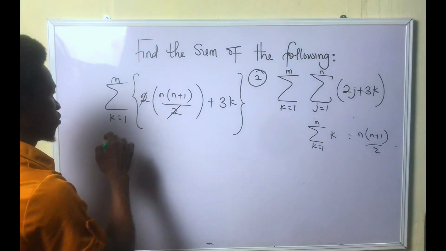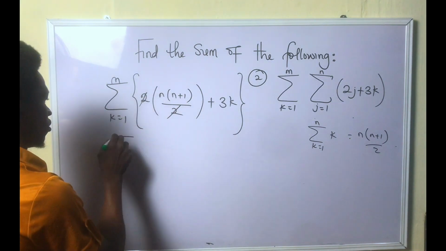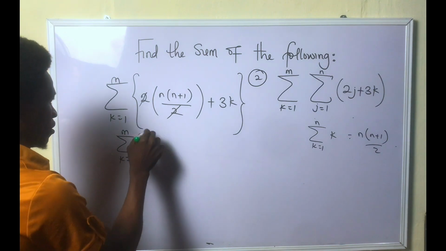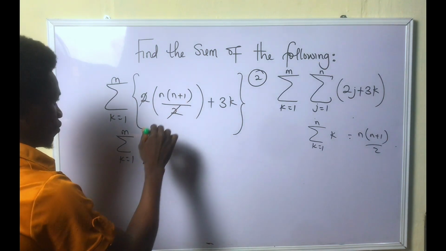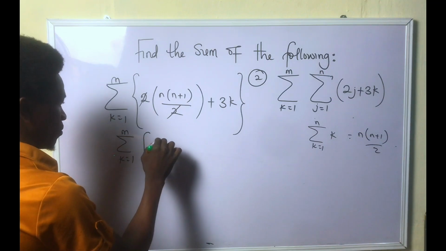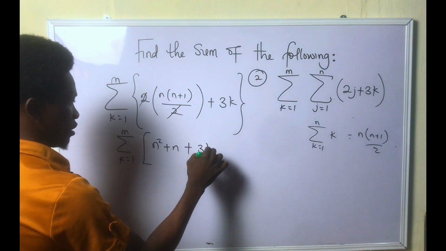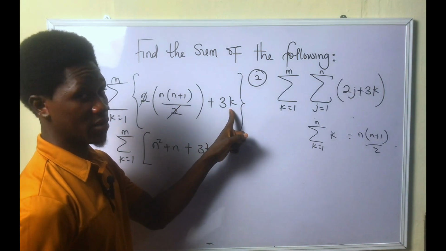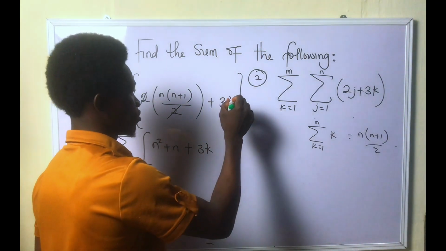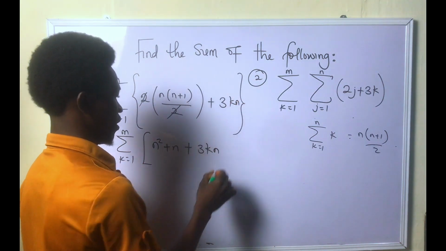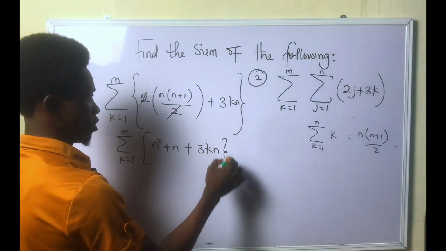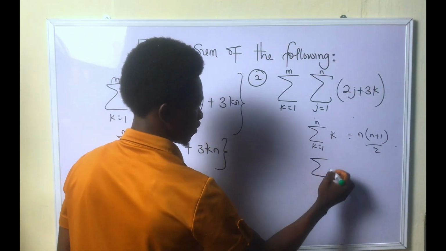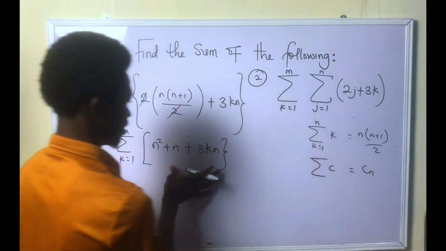Then this cancels this, and I'm left with the summation of k starting from 1 to m, and I have n squared plus n, then plus 3k. I wouldn't just leave this one like that, because it's a constant in this case. So I'm going to add an n to it, because the summation of a constant is just cn. So that's how I got this.